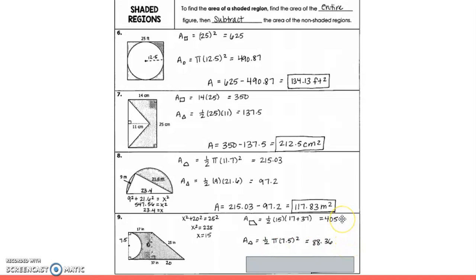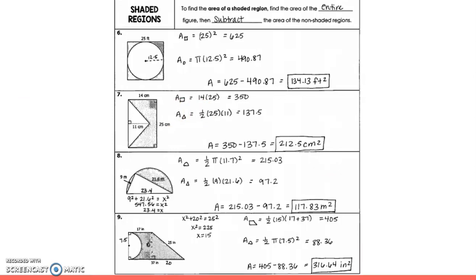To find the area of the entire shape, we can either break it into a rectangle and a triangle and add them together, or we can just use the fact that this whole shape is a trapezoid and find the area that way. So 15 would be our height, 17 is the top base, and 37 is the bottom one. That gives us an area of 405. And when we subtract the shaded part and the non-shaded part, we get our total area as 316.64. And if we have our measurement, that's going to be squared.